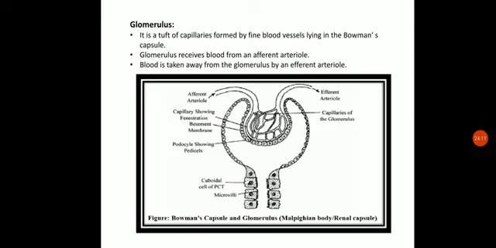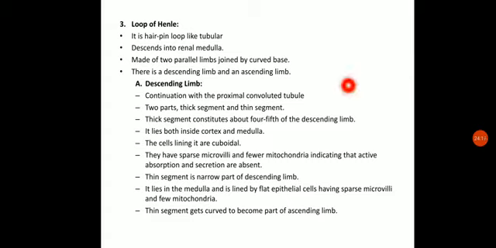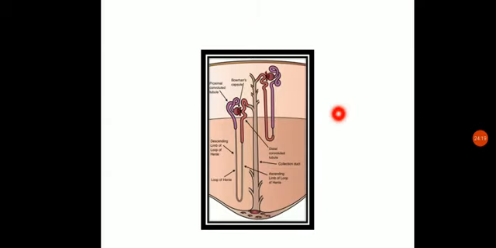Now next, after the PCT, the other part is basically the loop of Henle. Now what is the loop of Henle? Here you can see this extended U-shaped structure having two tubules, one descending and the other ascending. The one which is coming downwards is the descending, and the one which is going upward is called the ascending.